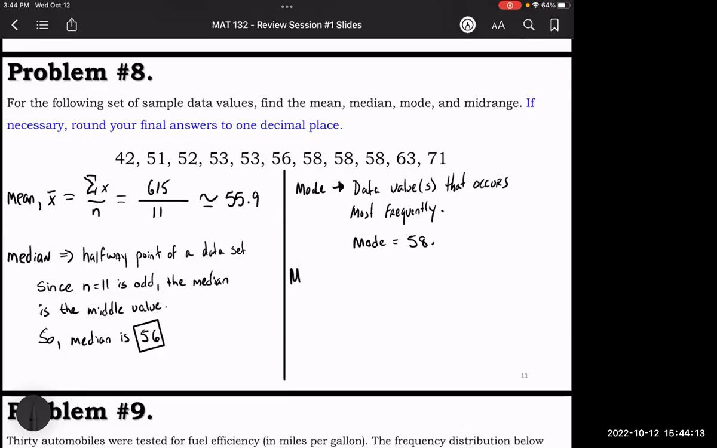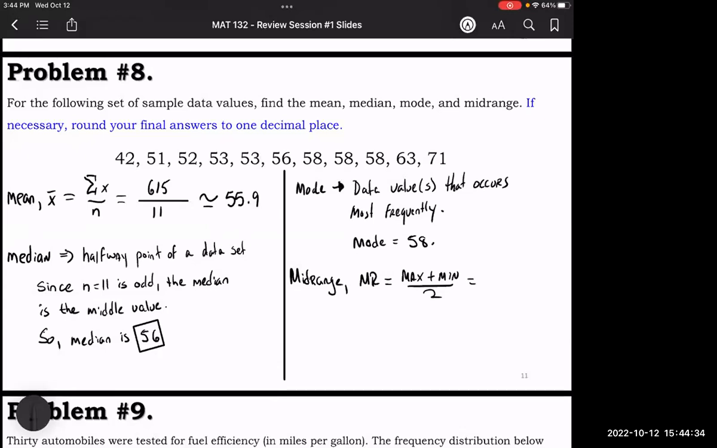All right, and your mid-range. How do you compute mid-range? Yeah, so I'll call it max and min. You add them up, and you say max plus min divided by 2. So what are my max and min values?